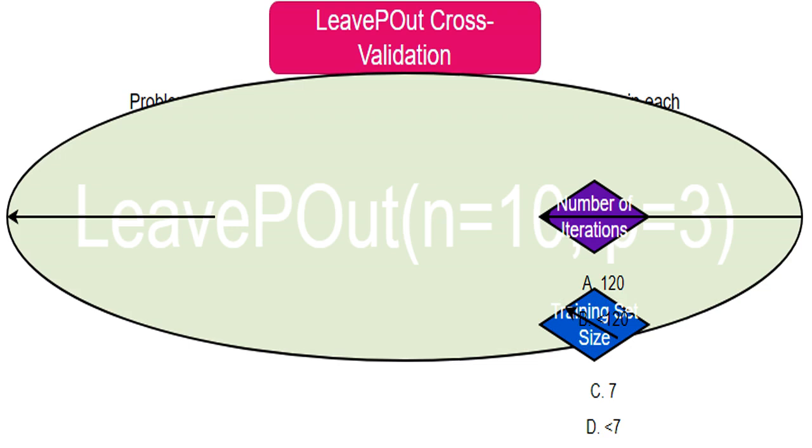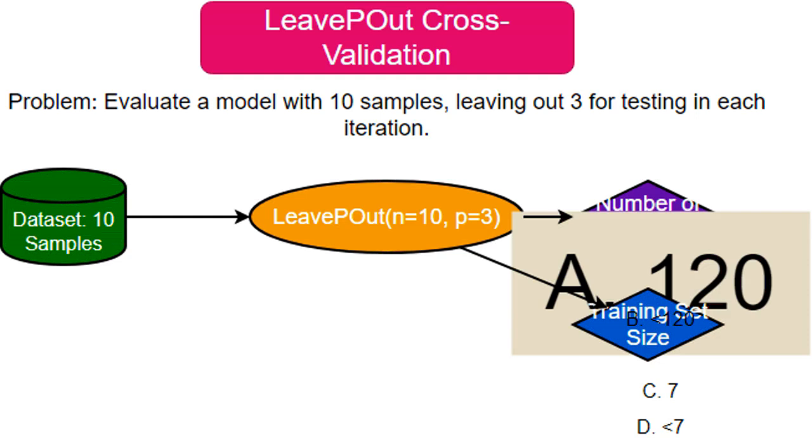This is equivalent to figuring out how many ways I can choose 3 samples from 10 to leave out for testing. I find there are 120 different ways to create training and testing sets. This is determined by calculating the number of combinations of choosing 3 samples out of 10, which is 120. This is the number of iterations.